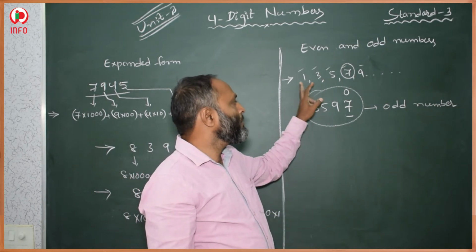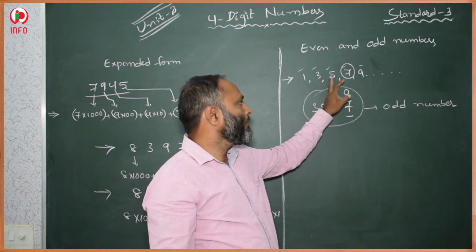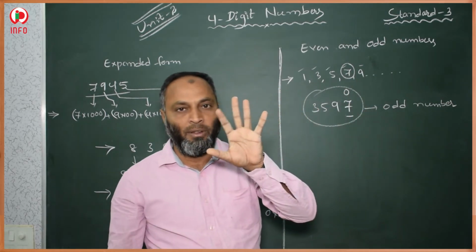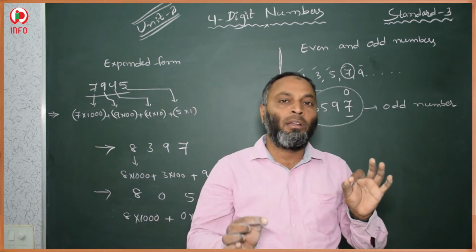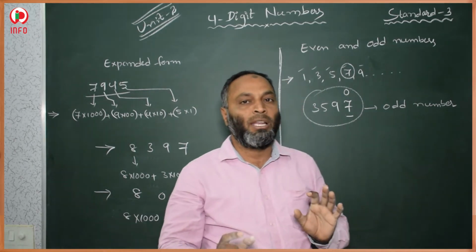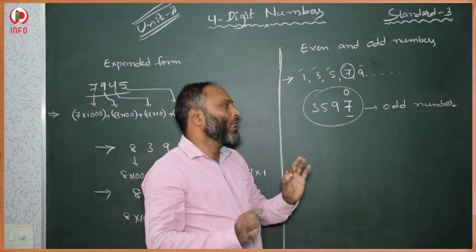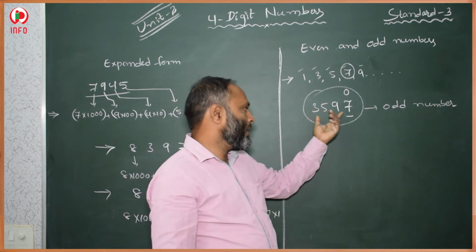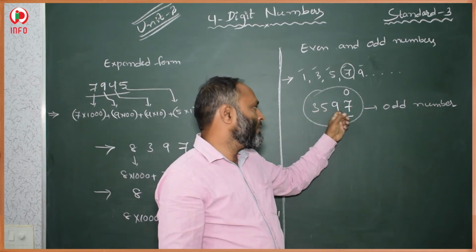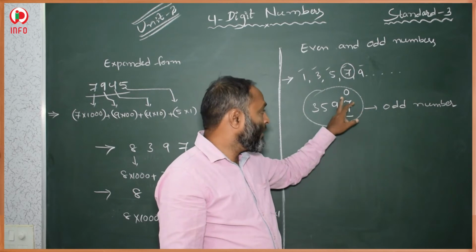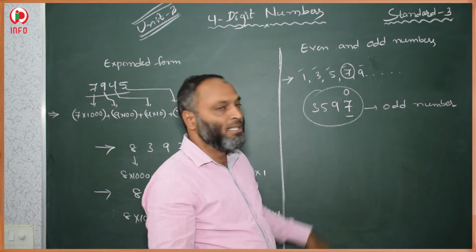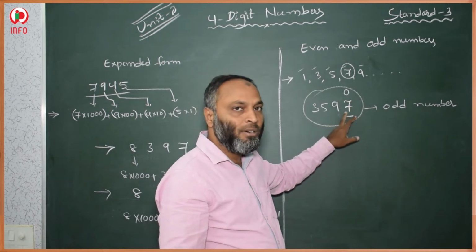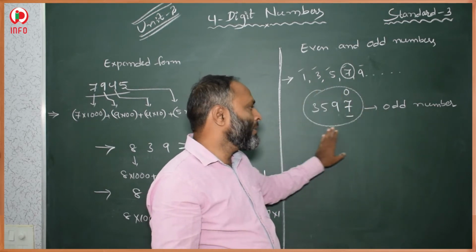Which numbers? 1, 3, 5, 7, 9. These 5 numbers. If any of these 5 numbers comes in the ones place, in the ones digit, then that number is an odd number. For example, I gave one example, 3597. We have to check the last digit, the ones place. What is there in the ones place? 7 is there. 7 is an odd number. So this complete number is an odd number.